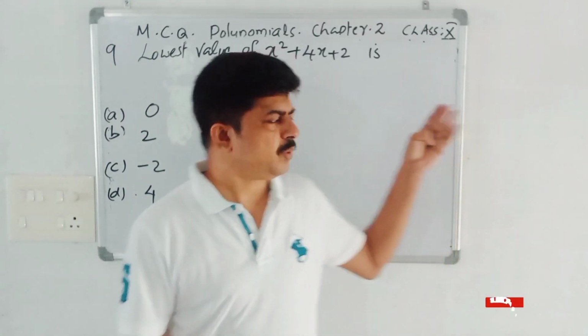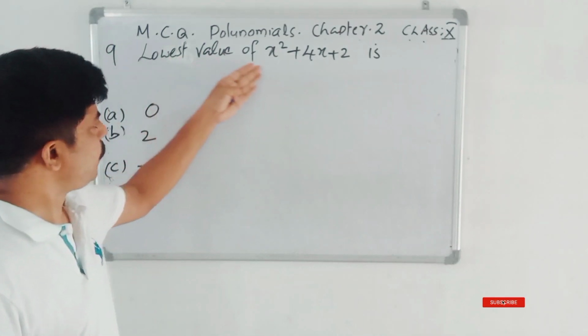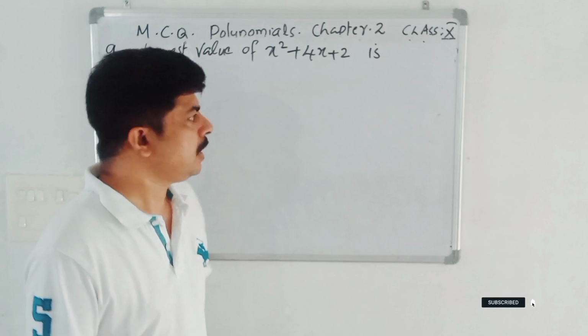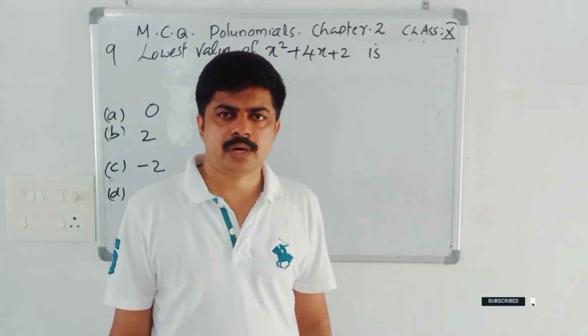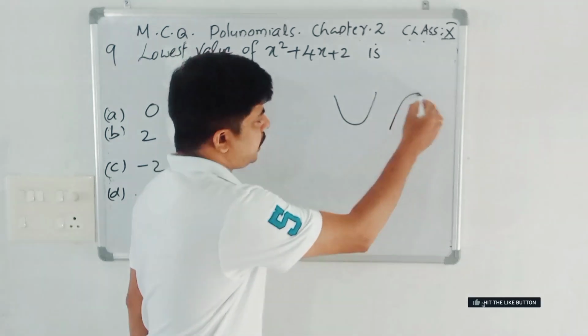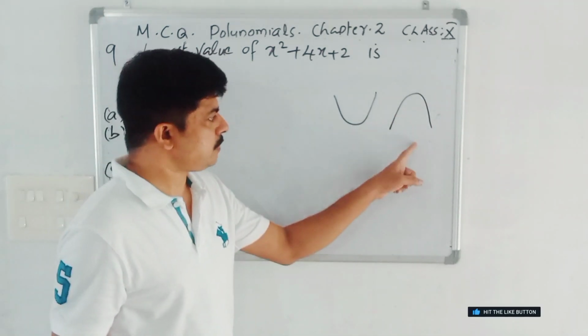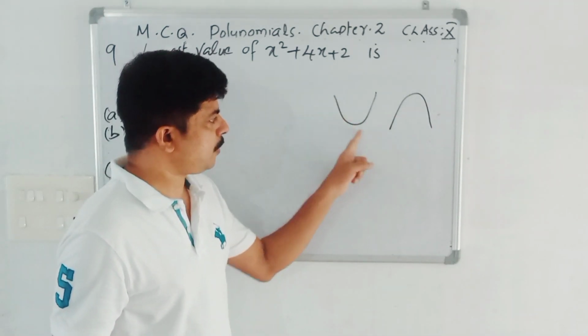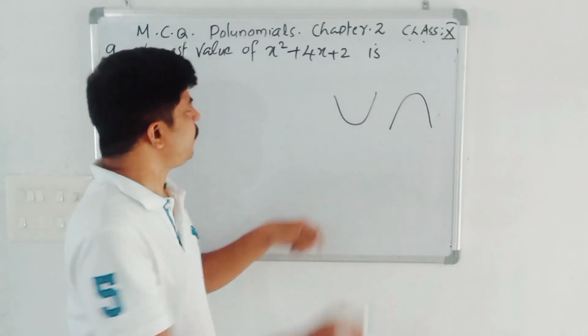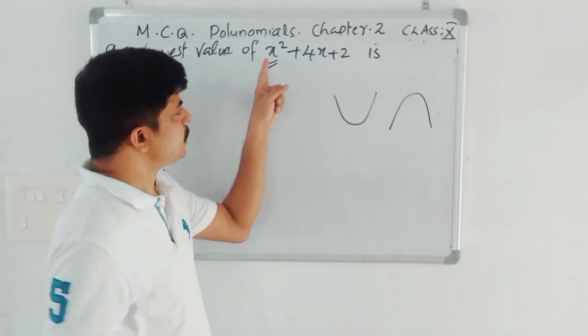Next, we have a very important question. The lowest value of x square plus 4x plus 2 is dash. We know that the graph of a quadratic equation has either of these two types. Either the graph will be a parabola open up or a parabola open down. It depends upon the value of a.